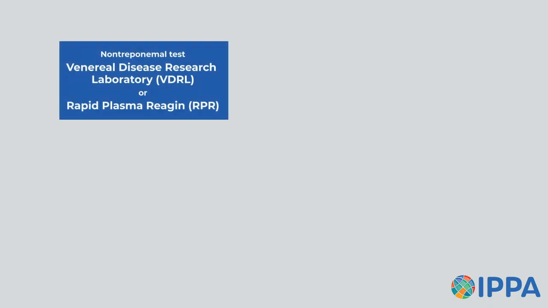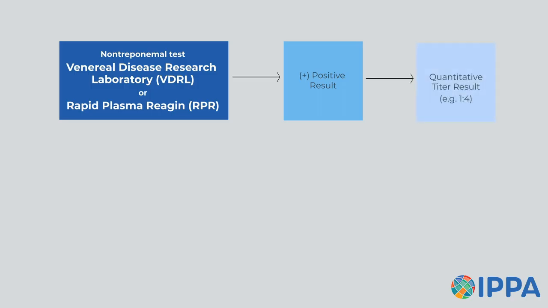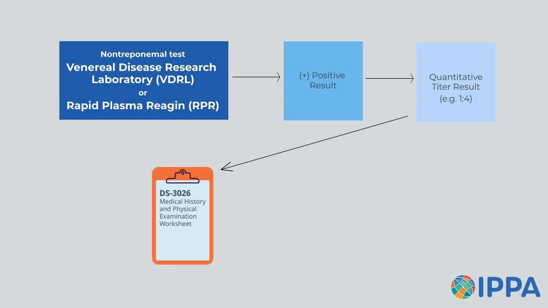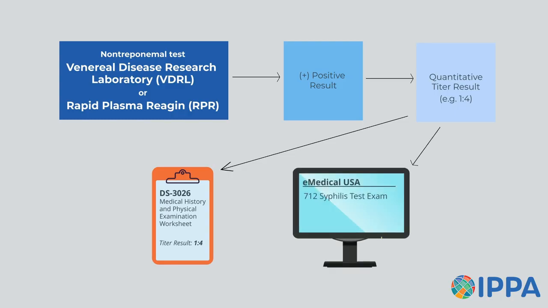1. A non-treponemal test, such as the Venereal Disease Research Laboratory or Rapid Plasma Reagent Test, should be used initially for screening. Positive or reactive results from the non-treponemal test must have a quantitative titer result reported, which should be documented on the Medical History and Physical Examination Worksheet, DS 3.26, or the 712 Syphilis Test Exam in the eMedical USA system.